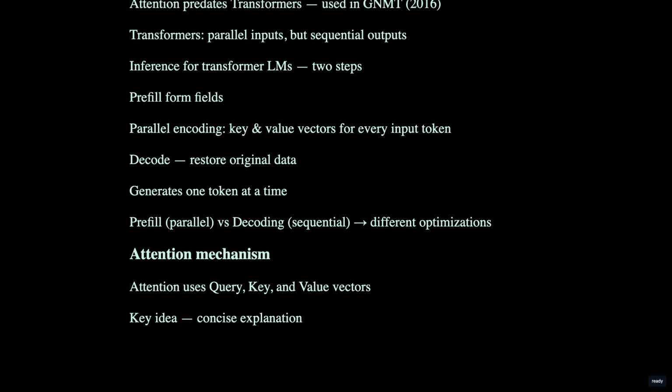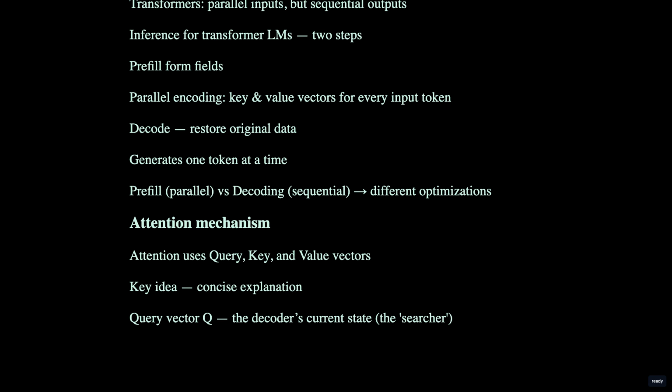The query vector Q encodes the decoder's current state at each decoding step. Think of Q as the person searching the book for the exact information they need next to compose the summary.